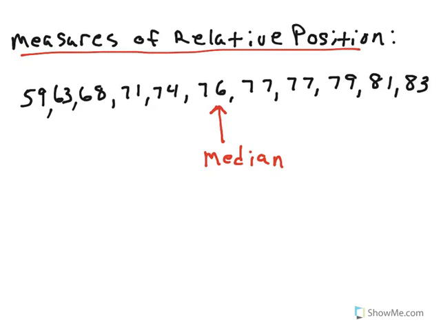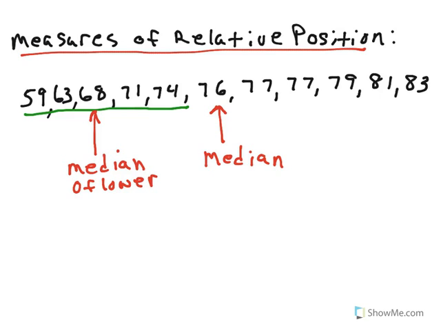Measures of relative position. In a set of numbers, the median is the very middle number. If we find the median of the lower half of that set of numbers, we will see that the lower median, or the median of the lower half, is 68. And this is called median of the lower boundary.